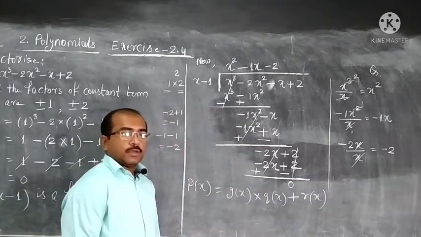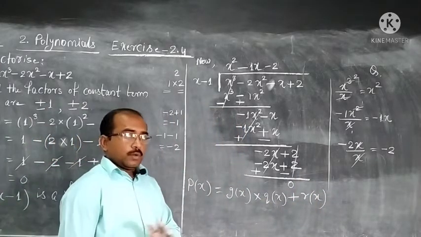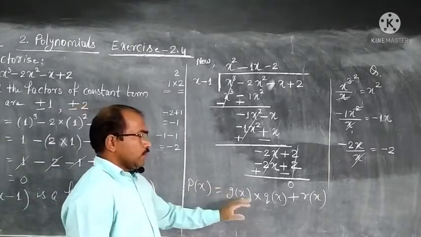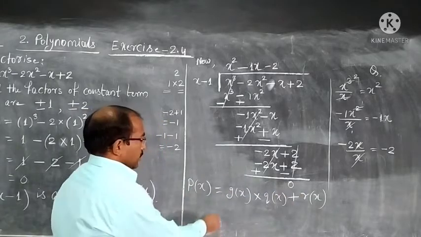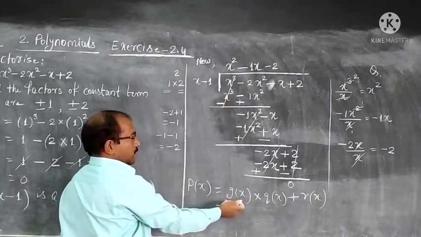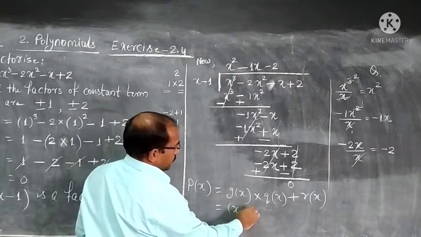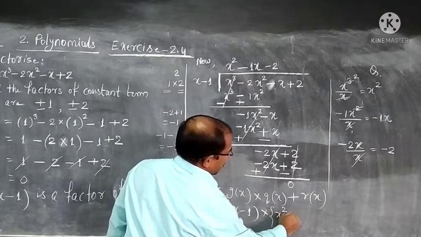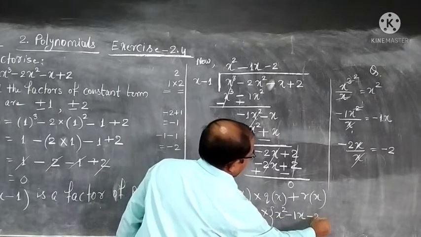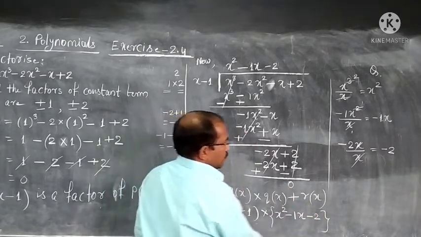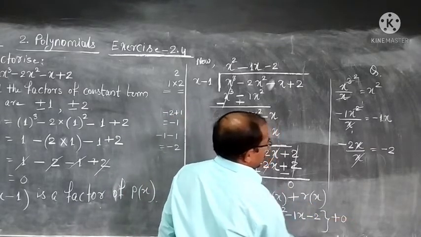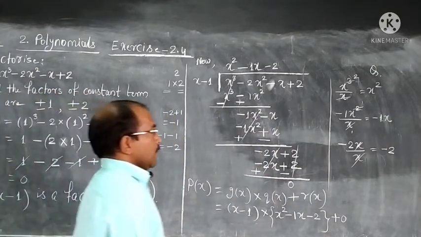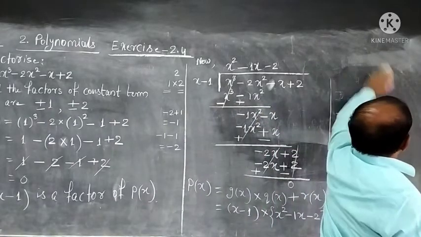What you have studied as the relationship of the parts of division, we have written here in algebraic way. P(x) equals G(x) into Q(x) plus R(x). G(x) is x minus 1, Q(x) is x square minus 1x minus 2, and R(x) is here 0. We will not take this 0, it will not affect our solution at all. So this part I will clean, and then we go for the next step.